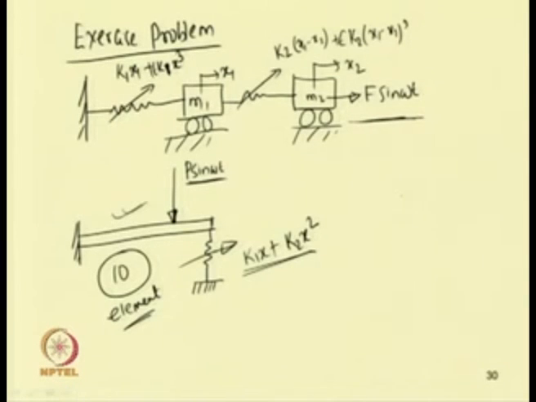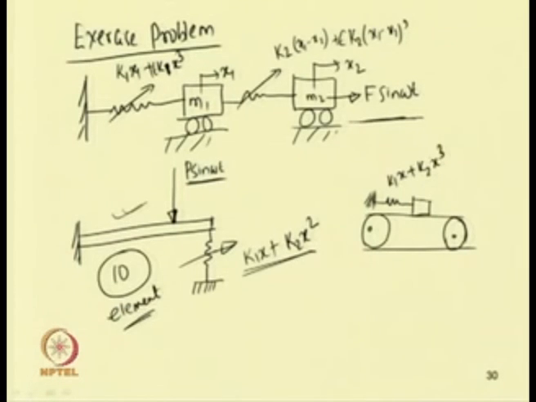Also, one can take a belt system, in which a mass is placed on the belt. In this case, this is a nonlinear spring, k1 x plus k2 x cube, and here the damping. The damping term one can take as that of a Coulomb damping.